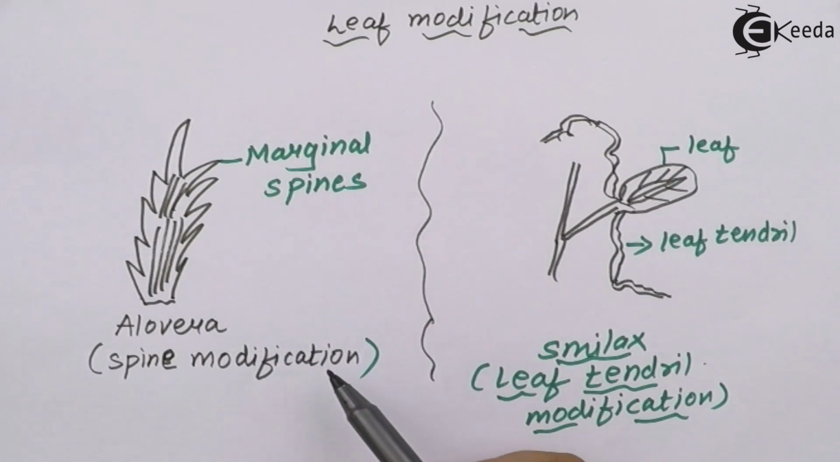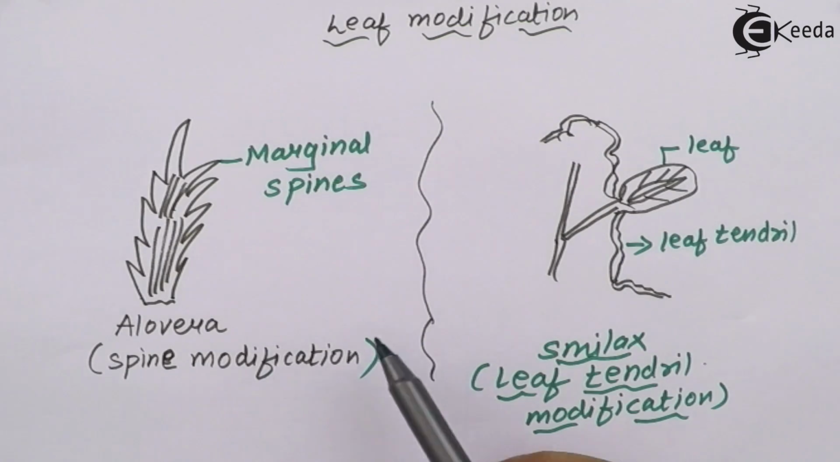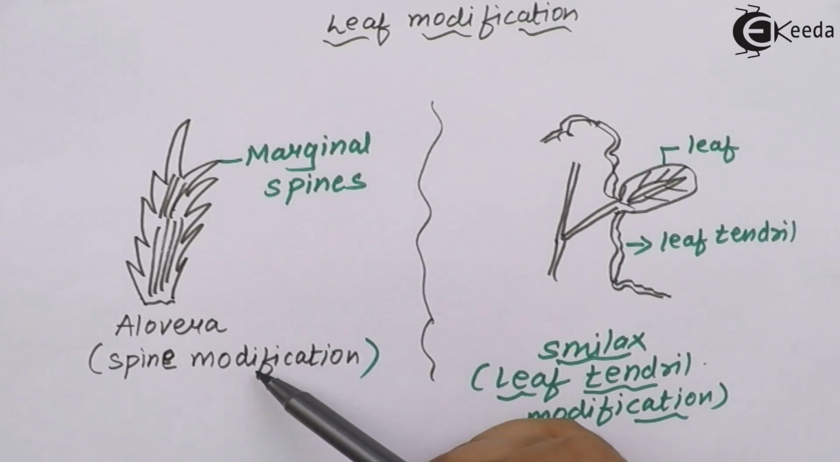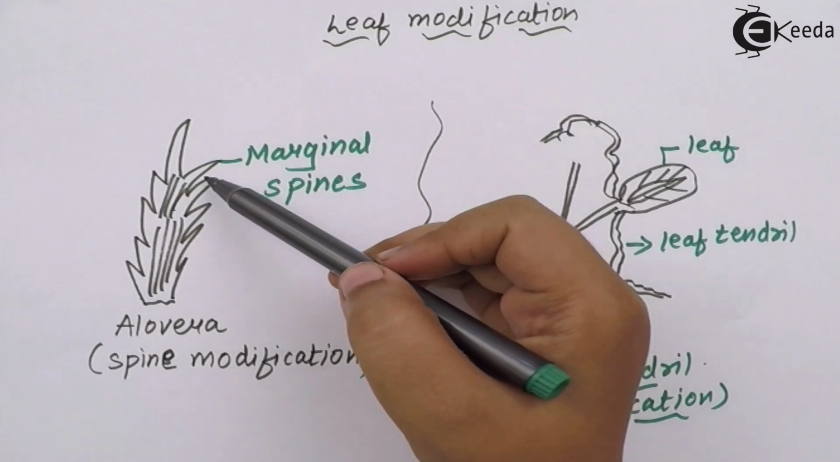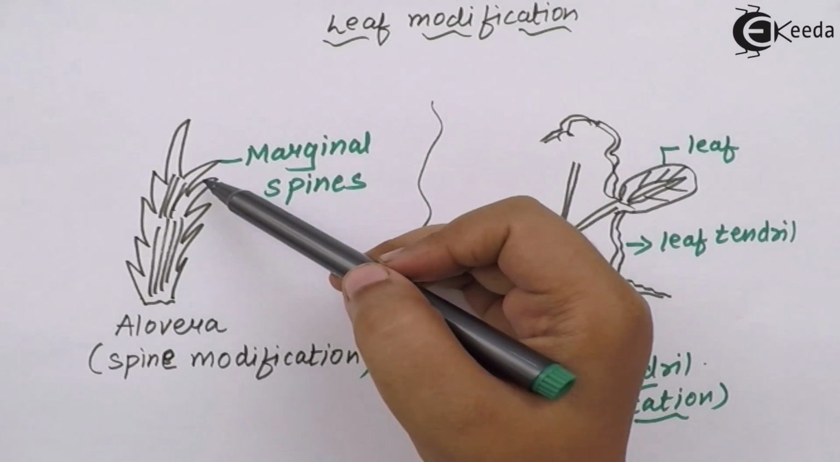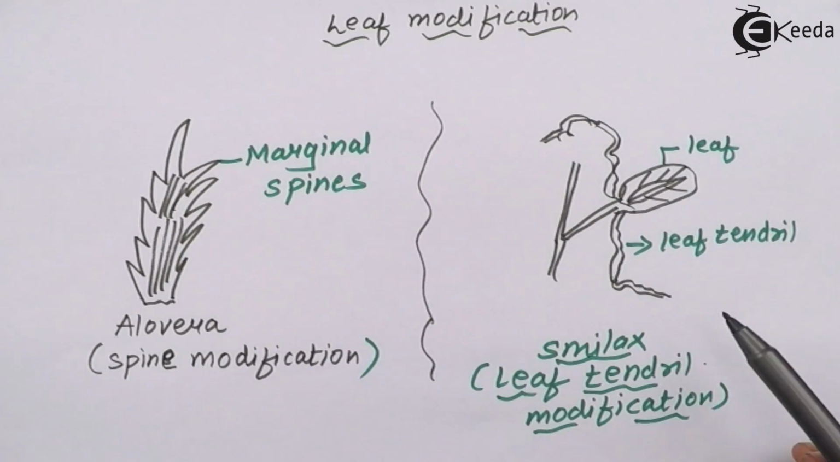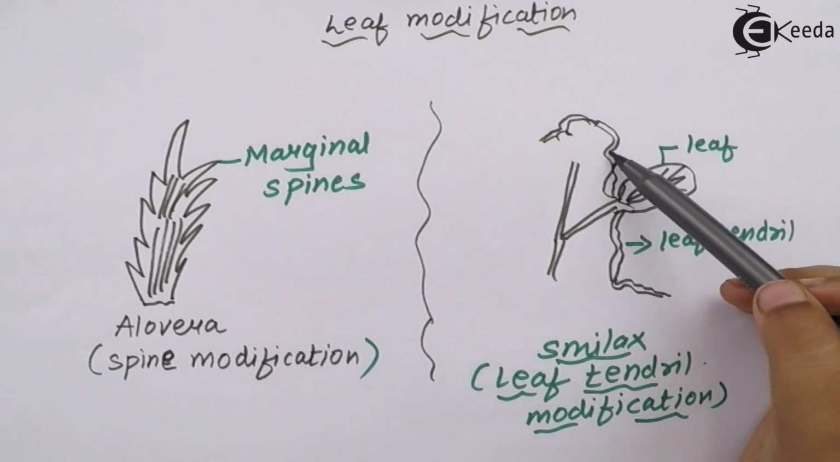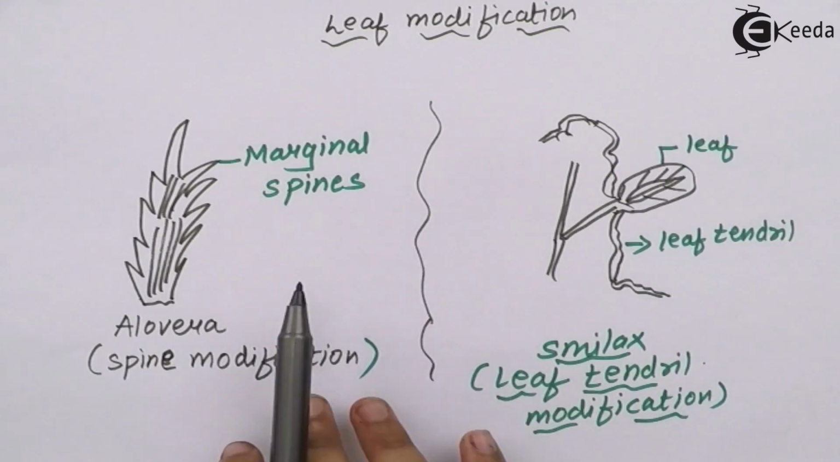This is an example of leaf modification. In the aloe vera plant, the modification that takes place is spine modification, or you can say thorns are produced to protect it from animals. The fleshy part of the leaf produces thorns. Whereas in the Smilax leaf, leaf tendrils or hook-like structures are formed, and these leaf tendrils spiral or curl around a support.